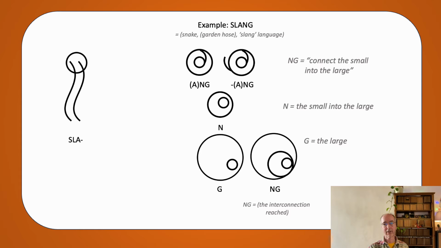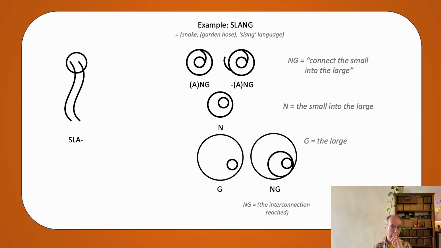But let's analyze it and see why or how this can be all these things together. So the SLA, we already did with the short A, cannot be larger than I have here. The ang, because we have the ng sound here, is that something small hangs together with something larger. So the ng will always connect the small to the large.